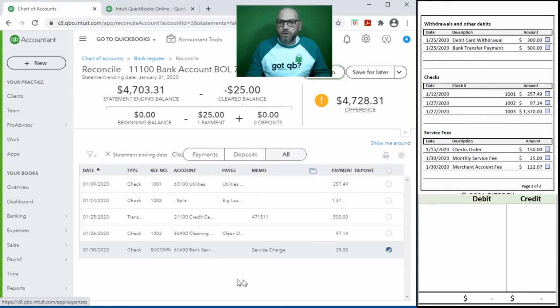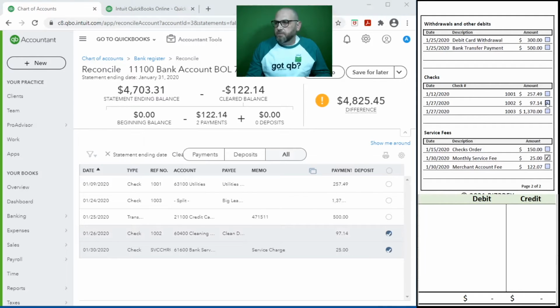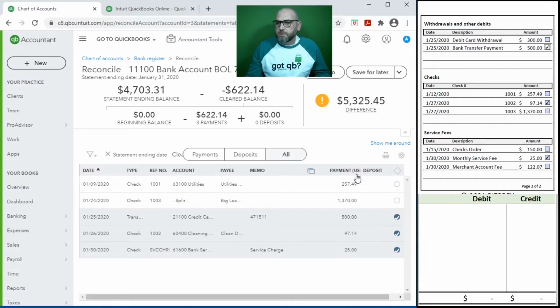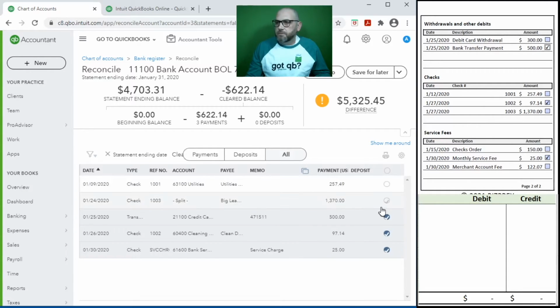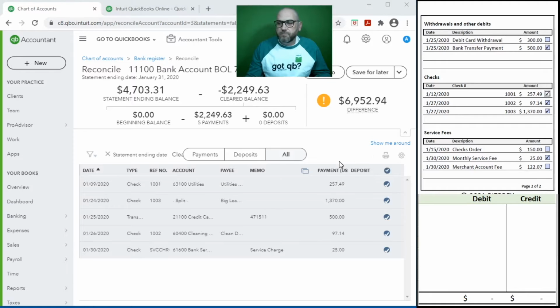Alrighty, so here we are. We have some of our transactions that we see. We see the $25 charge right here. What else? Okay. We see the checks. We see the transfer payment. Again, let's make sure we can see our amounts right here. Okay, so here it is. And another check. And we still have a difference, because there are a few things that we've got to book.